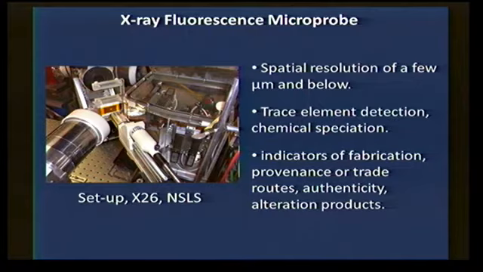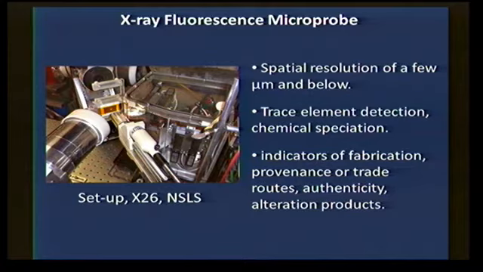So this is how the experimental setup looks. This is a setup at X26, which is a beamline at the National Synchrotron Light Source. We have the beam coming in here. This is a focusing optics system. The beam comes in here, the sample is there. We have here a video camera, and we have the detectors to collect the fluorescence emitted by the sample. And we want to analyze this particular emission.